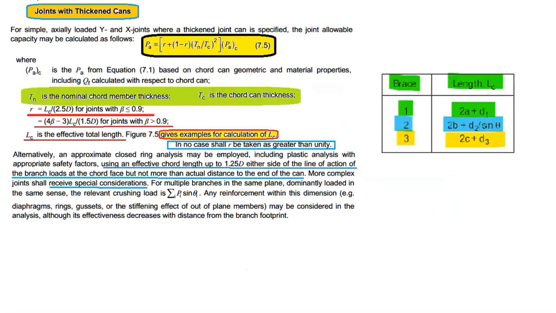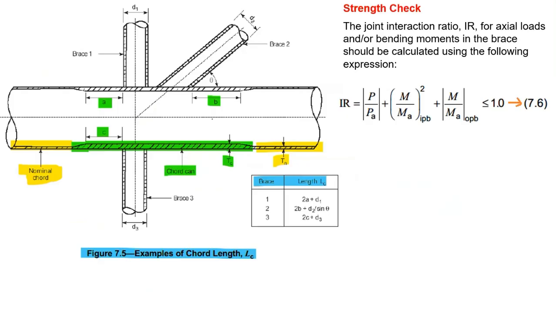And this is what we saw last time, joints with thickened cans. For thickened cans, PA is R plus (1 minus R) Tn by Tc, times PA with Tc squared. This PA value is what we calculated based on QU, QF. After that, if you have thickened joints like this, here we have the higher thickness and after that the nominal thickness. This is the nominal chord and this is the chord can, Tc. So the chord thickness is more. In that case, we need to calculate this Lc, the chord can length, how big it is.